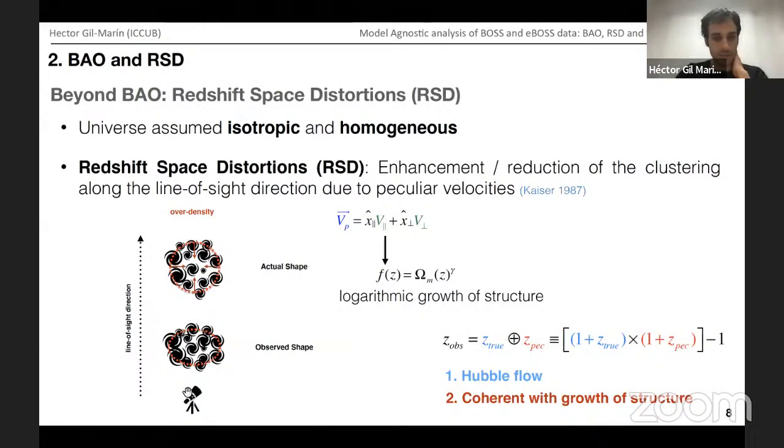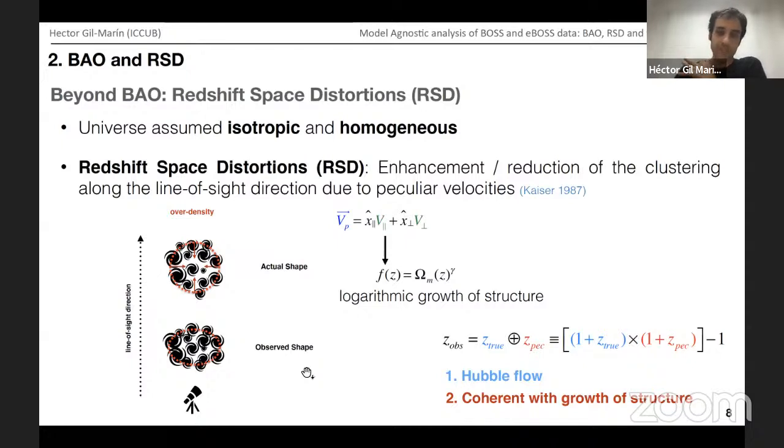So if we have an observer here and our line of sight along this direction, a certain distribution of galaxies would look isotropic, a circular feature. But because of the peculiar movements towards the center of each of these structures, it looks as if their positions were a bit squashed along the line of sight at large scales, and elongated along the line of sight at smaller scales.